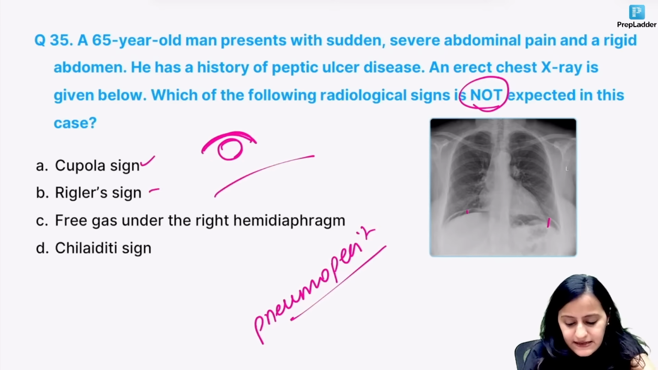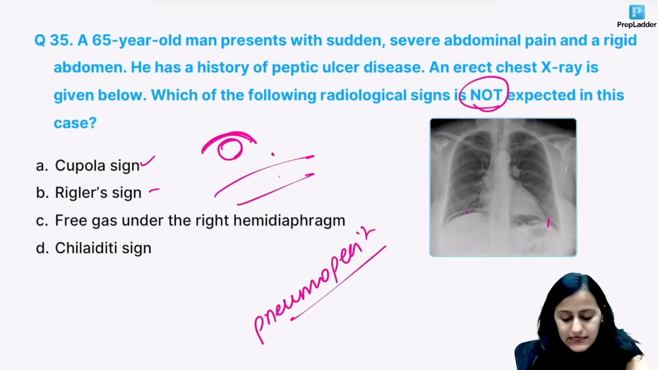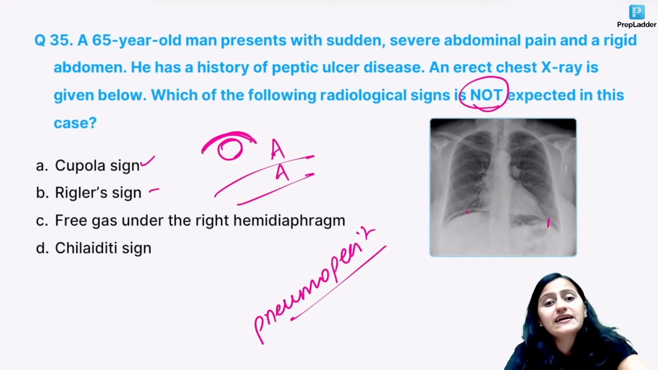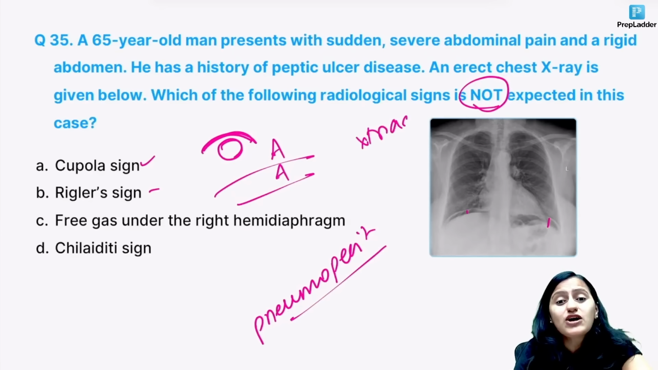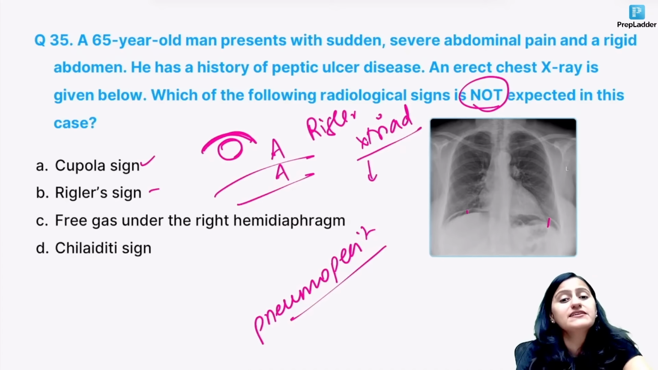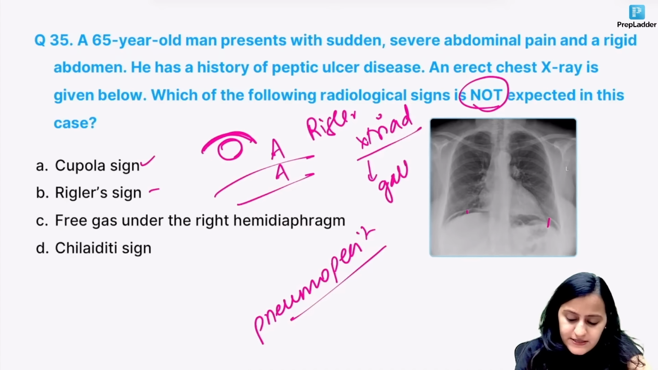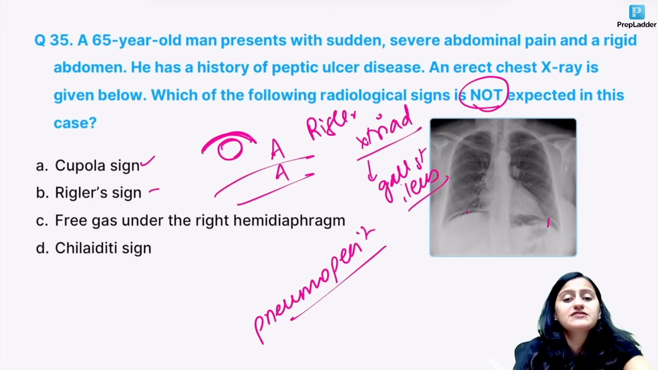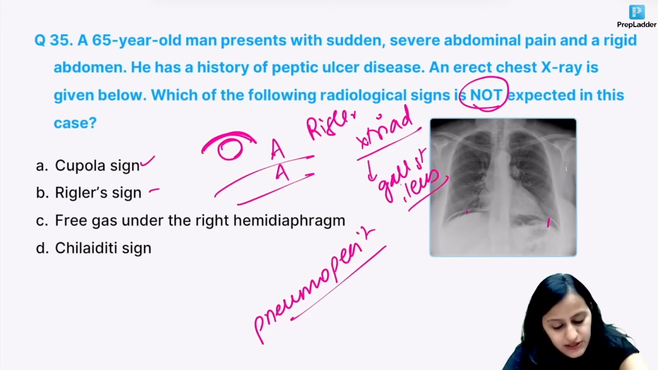Regular sign, the bowel wall which is seen very clear because of the air inside and air outside. Regular sign is seen. Regular striate is not seen. Where do you see regular striate, guys? Regular striate is seen in gallstone ileus, right? You must have read in Surgery, regular striate, gallstone ileus.